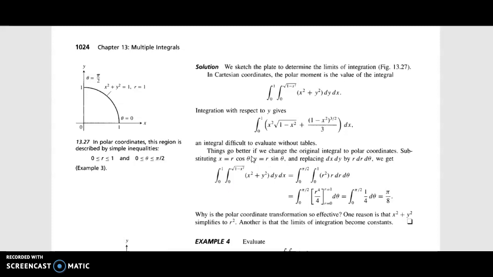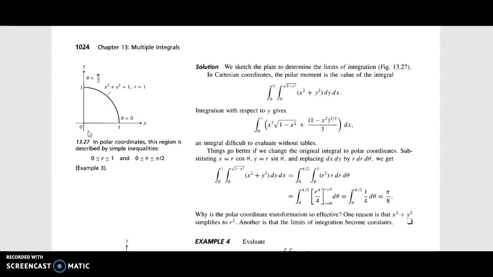So I am converting this to polar form by substituting x equal to r cos theta, y equal to r sin theta, replacing dx dy by r dr d theta. Then what will be the limits? This is in the first quadrant, so theta ranges from 0 to pi by 2. Next we have to find the r value. Here x square plus y square equal to 1, that is r equal to 1.